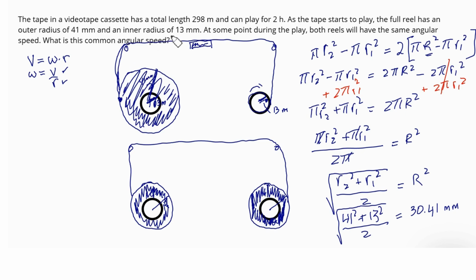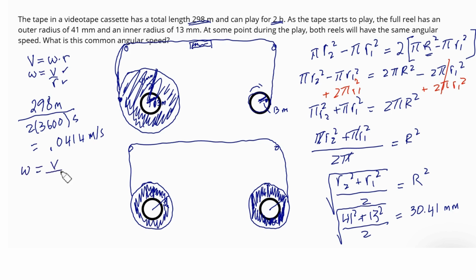Well, we know the linear speed, because 298 meters plays for 2 hours, would be 298 meters divided by 2 times 3600, converting the 2 hours to seconds. And that gives me 0.0414 meters per second.